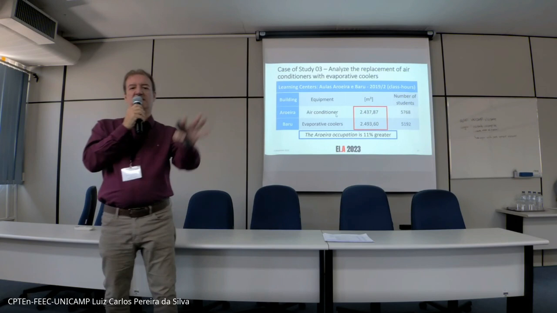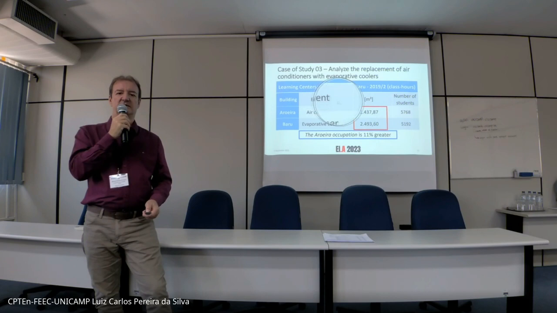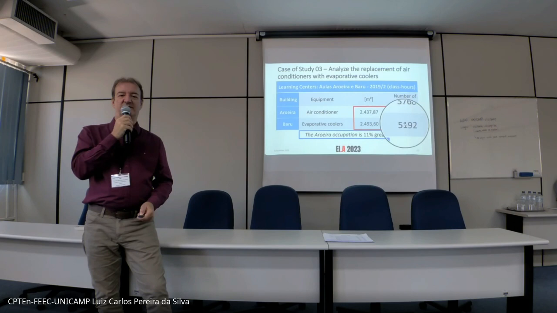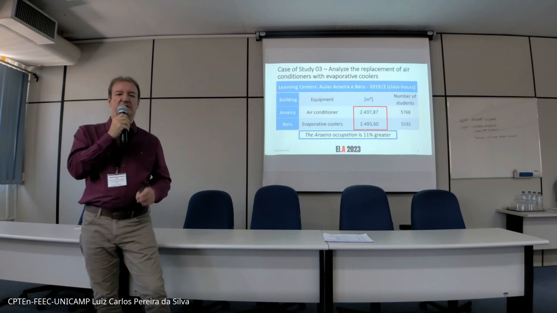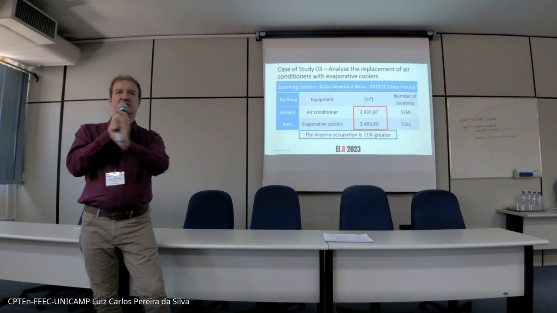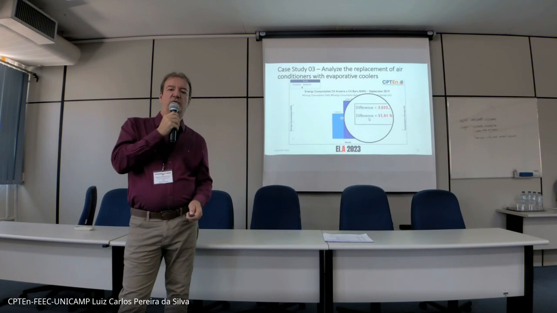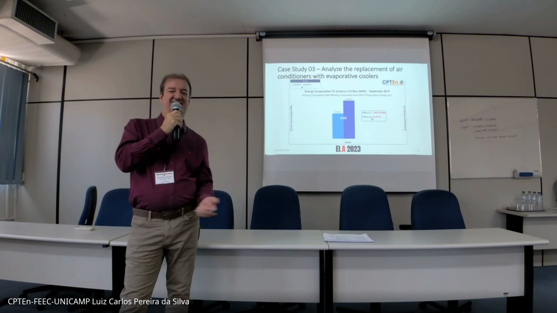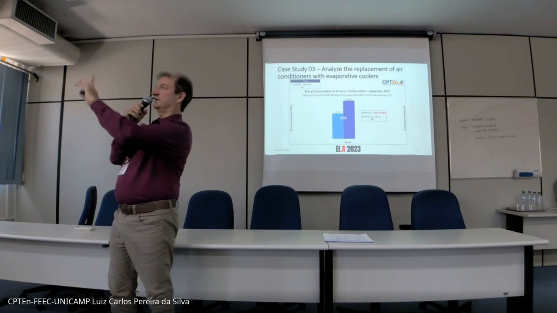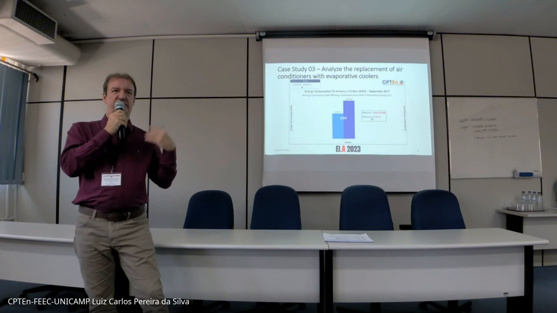We have two learning centers. They are in the same building, near the same area, with a difference in students in the period of the analysis, but they are the same. So we are trying to leave one with the air conditioner, and take the other building, Baru, with the evaporative coolers. Well, let's start to see the data. We have a difference in energy consumption of about 50.1. So it's interesting. As we have money, we'll change the air conditioning from the traditional to the evaporative coolers, and we'll decrease the consumption of energy.